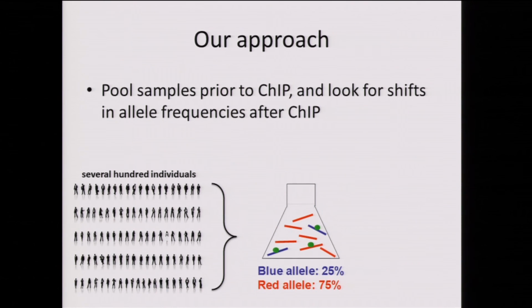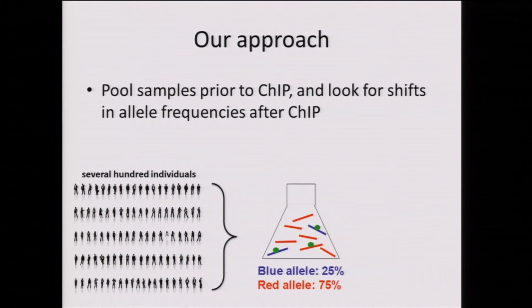We just take the same population of humans that you would have done all these separate ChIP-seqs on, but instead of doing all these ones separately, we just take all those individuals and pool them into a single test tube before doing the ChIP. And then we do a single ChIP-seq on that pooled population. Now, how does this actually work?